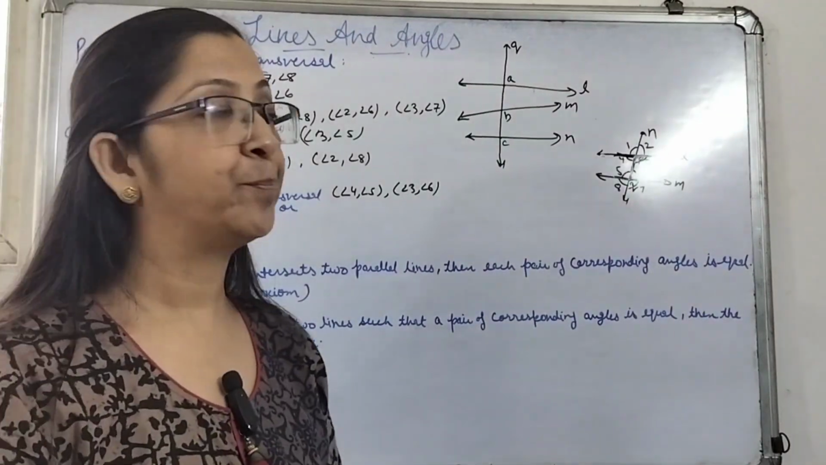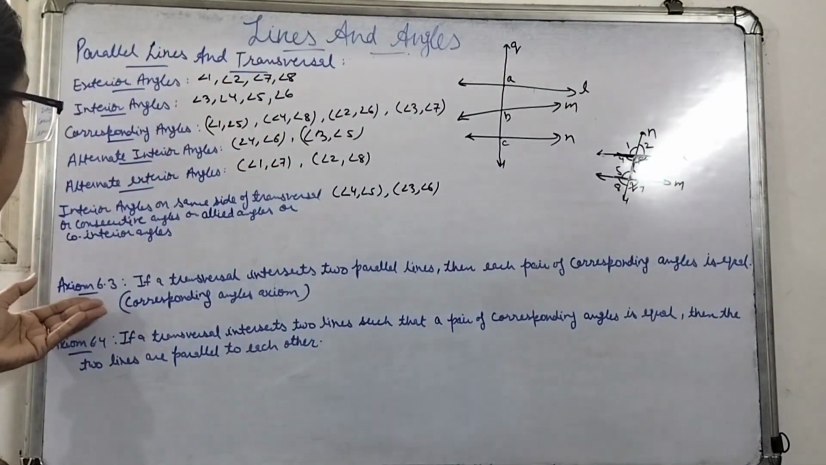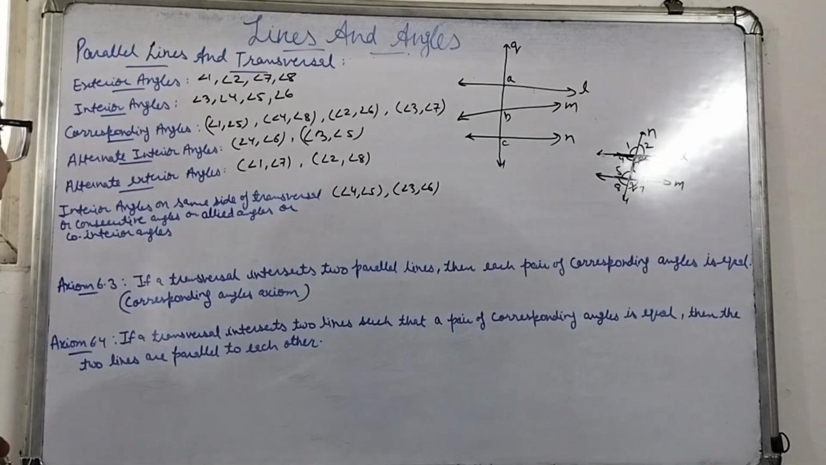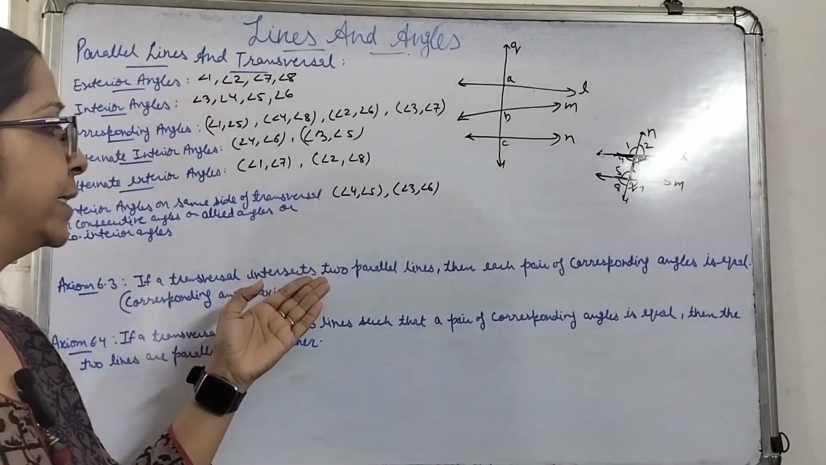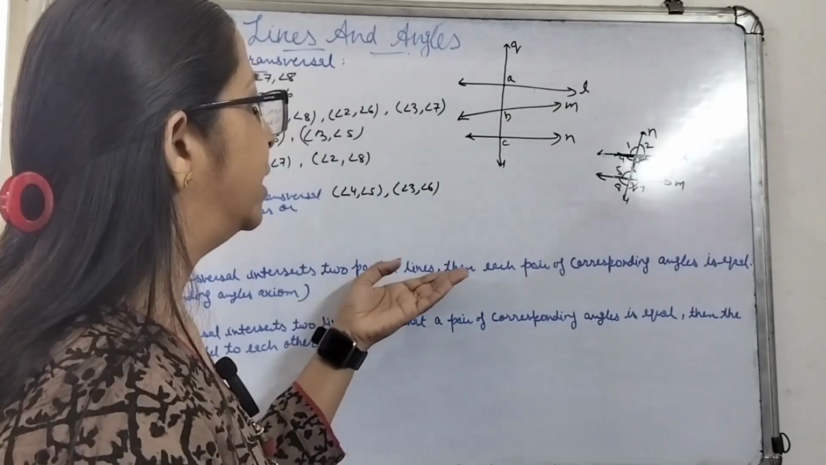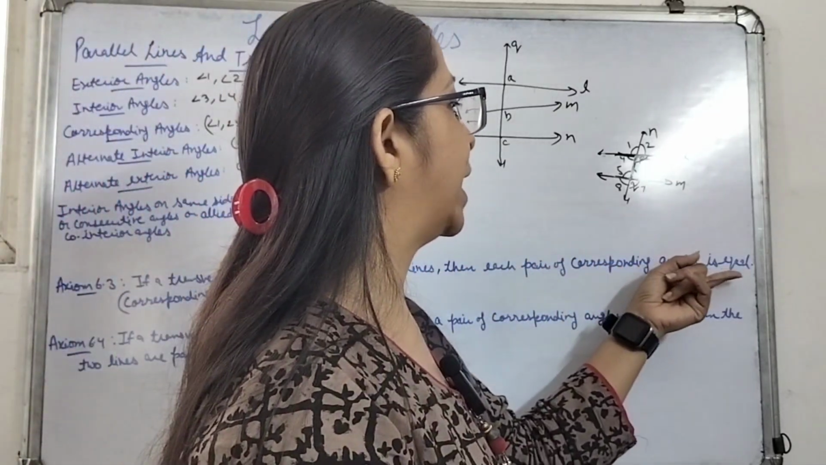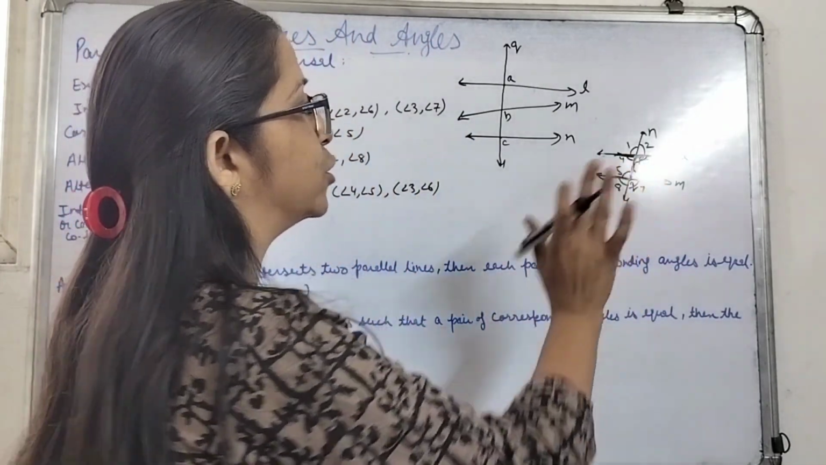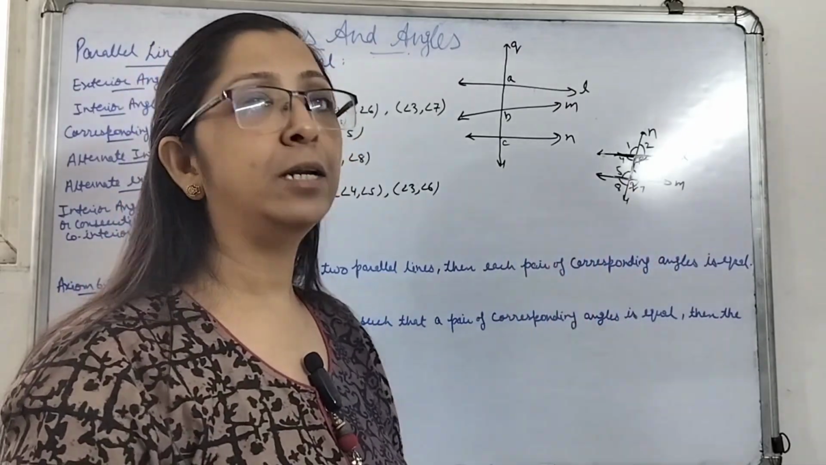Now let's see some more axioms. That is axiom 6.3. If a transversal intersects two parallel lines, then each pair of corresponding angles is equal. Over here, we have not taken that these two lines are parallel.